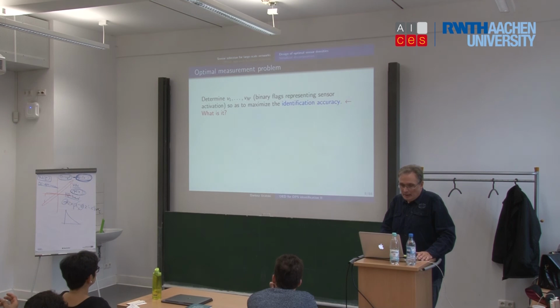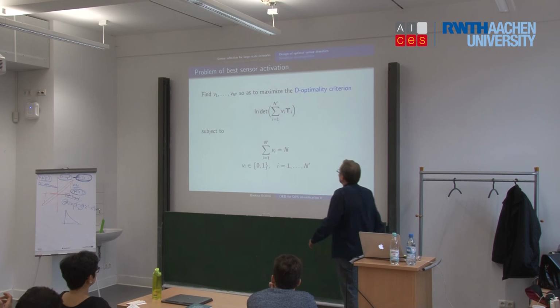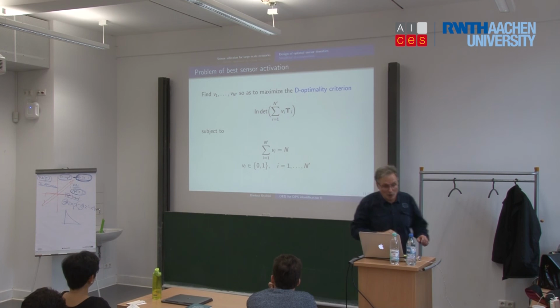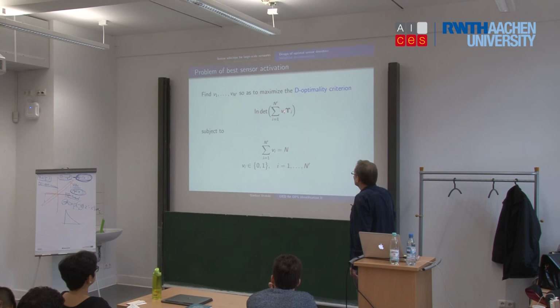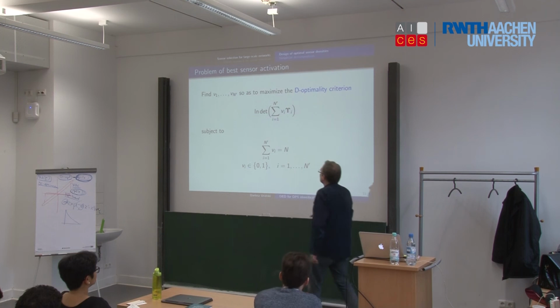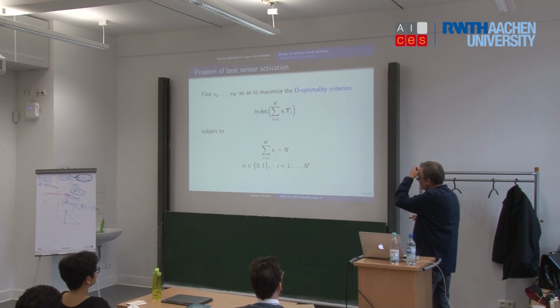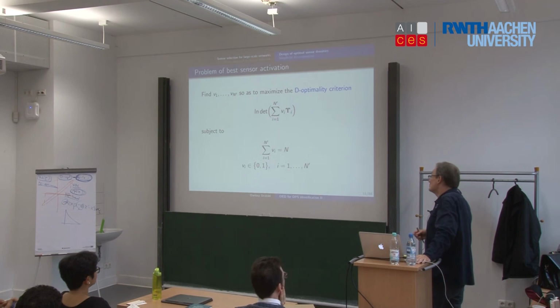So the problem is like here for the D-optimality criterion. We want to find optimal variables v_i so as to maximize the log determinant of this matrix. And the constraints seem to be very simple. The sum of weights is the total number of sensors, and the weights are 0 or 1. Well, this seems simple, but it is not easy to solve.